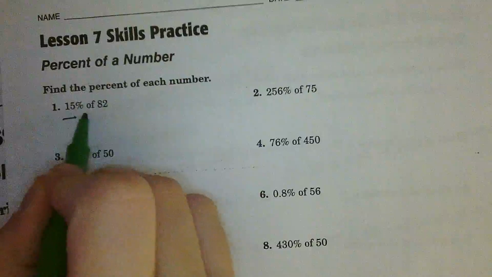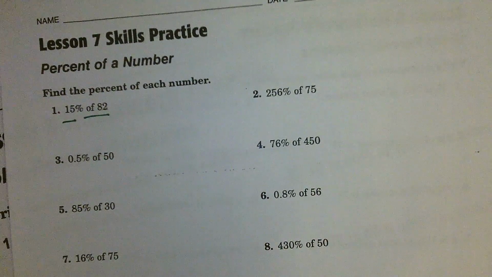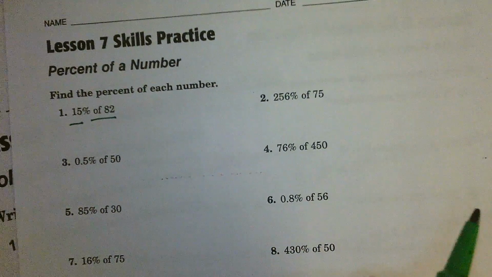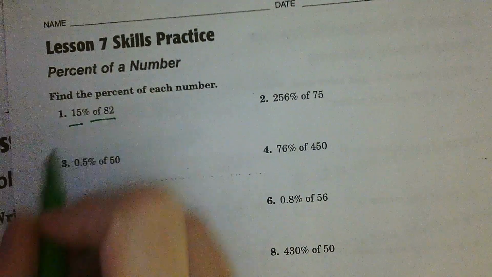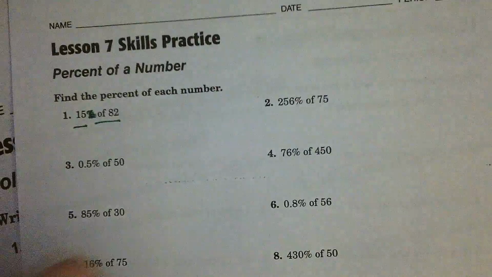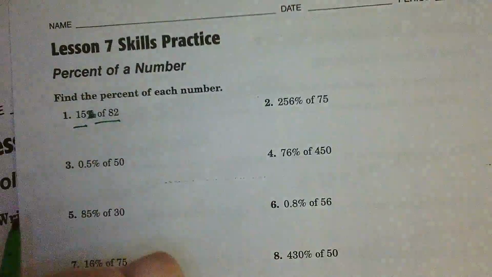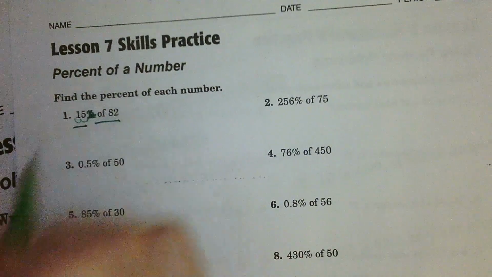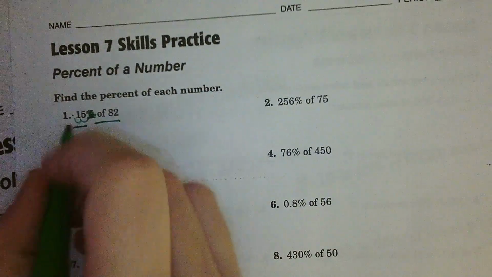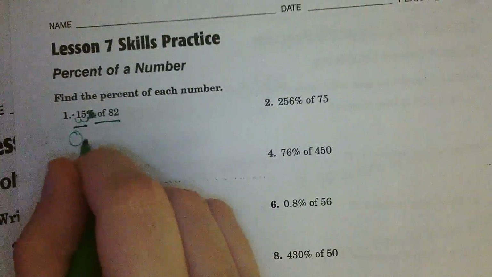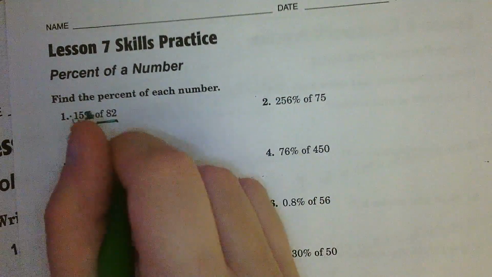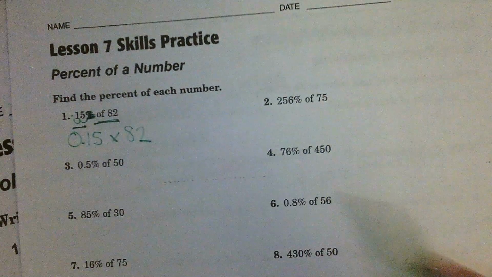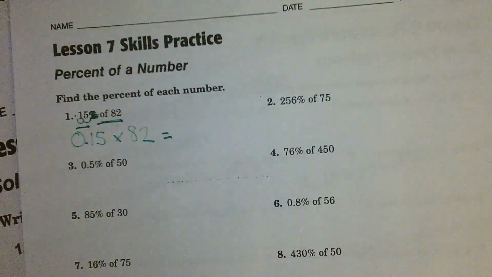The first question is asking us to find 15% of 82. Now, the first thing you're going to do is change your percent into a decimal value. So, in case you forgot how to do that, you get rid of your percent sign. The decimal, you're going to move twice to the left. So we have 0.15, and since it's of 82, you're going to multiply by 82 to find your answer.